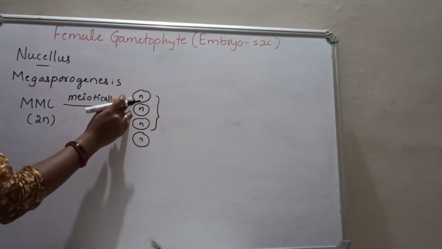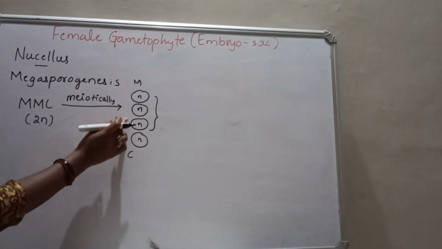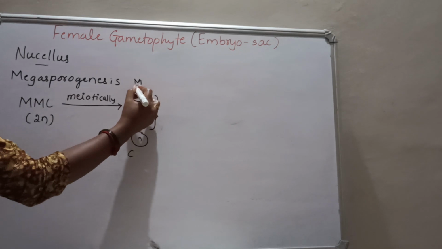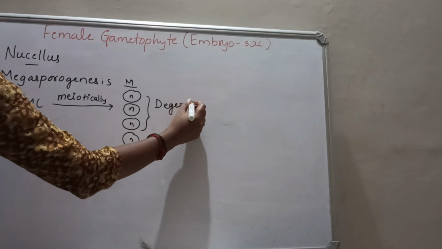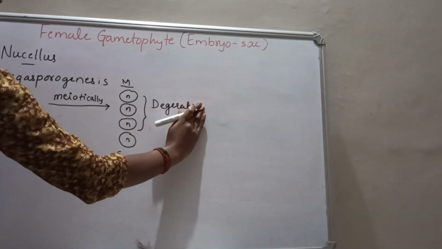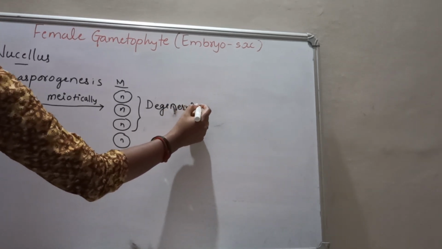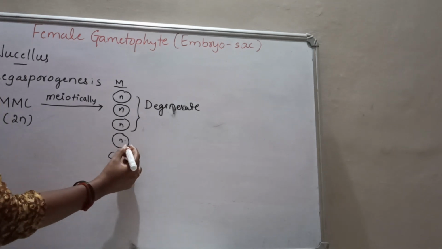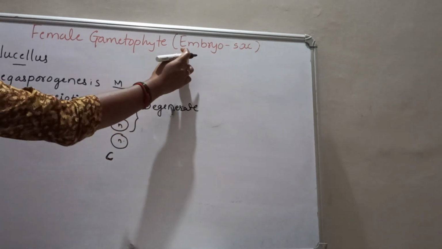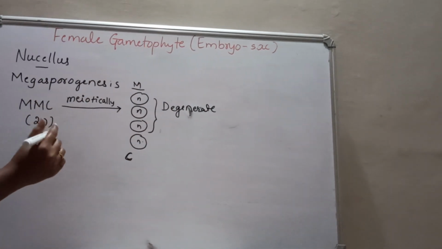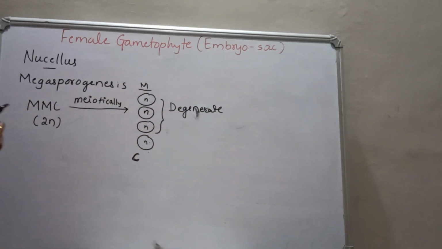Of the 4 megaspores, 3 are present at the micropylar region, and this is the chalazal region. The 3 megaspores at the micropylar region degenerate, and only the one megaspore present at the chalazal region becomes the embryo sac. Today we are going to learn how the functional megaspore becomes the embryo sac.